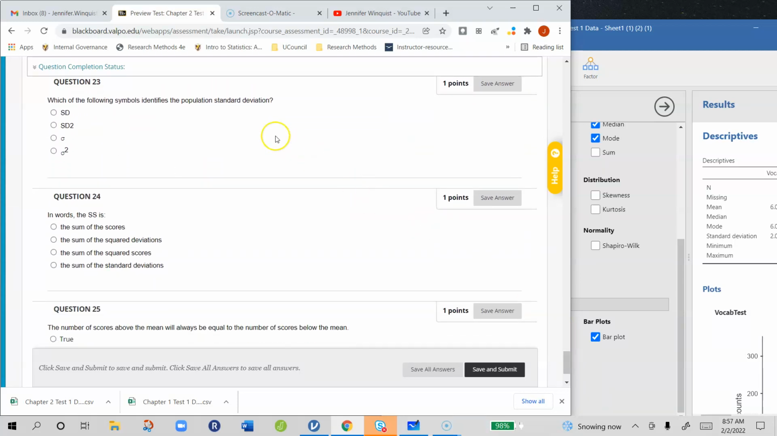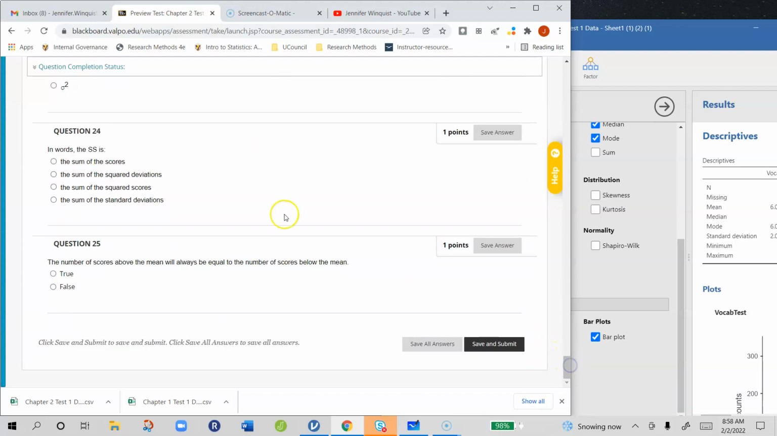Okay. 23 is looking at symbols. Which one is a population standard deviation? The population standard deviation is the Greek little sigma there. The sample standard deviation is the top one, just abbreviated SD. 24. The SS is an abbreviation for the sum of the squared deviations, or the sum of the squared deviation scores.